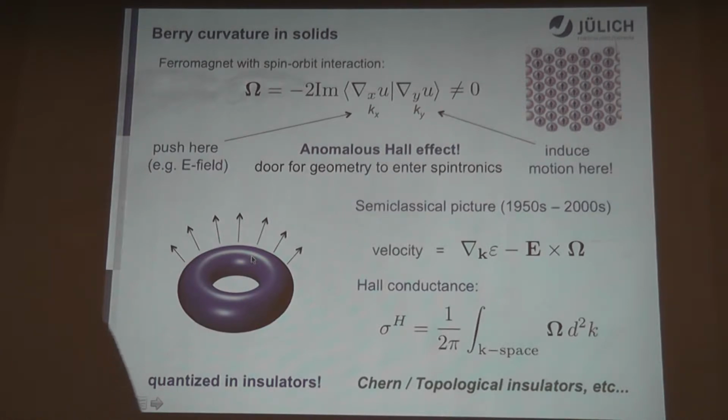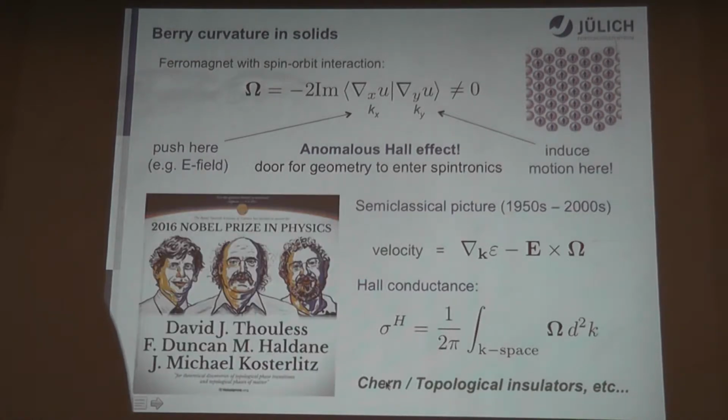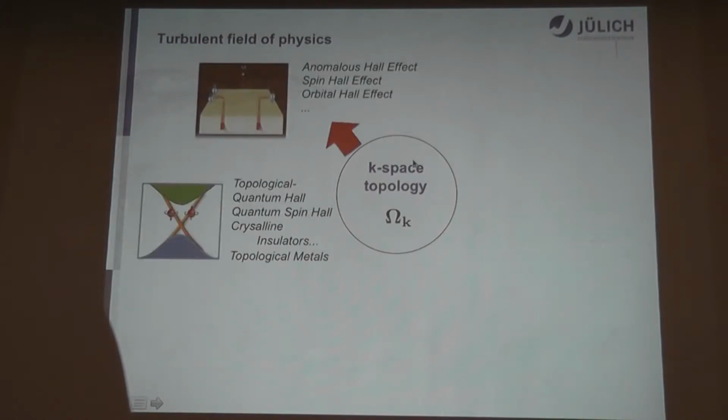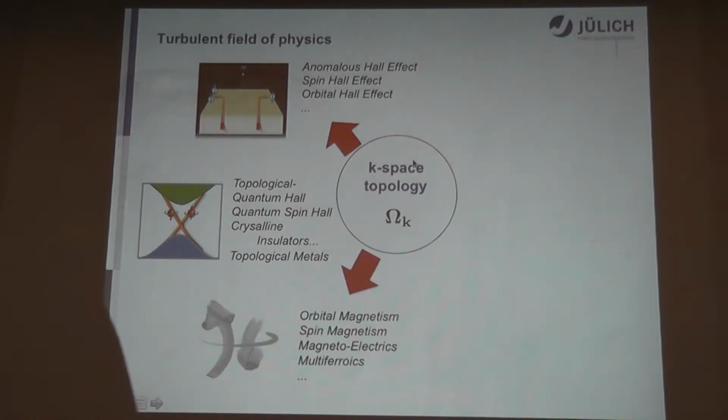And with this quantization is associated the discovery of various topologically non-trivial phases, such as Chern insulators, topological insulators, and so on. And actually for this discovery, these three guys got a Nobel Prize in physics just 1 week ago. Anyway, the K-space topology physics is really a turbulent field where a lot of things are happening, as we have seen, and we will still see in the session, for example, which leads to the Hall effects, which gives rise to various topologically non-trivial phases, and which enters even such fundamental properties as spin magnetism or orbital magnetism.